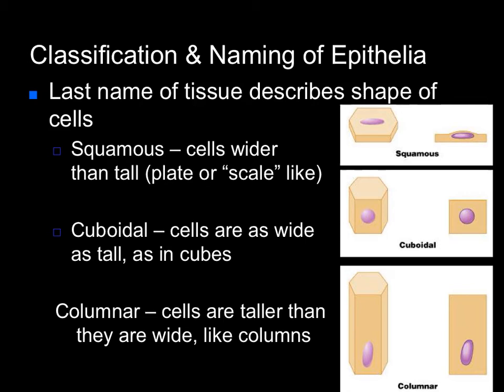Next, we have cuboidal. While it's not a perfect cube, it's more square, and sometimes they're a little bit more round. So it almost looks like a roundish cube. And then we have columnar, which are long and thin. Sometimes it can be a little bit pointed at the end, but basically what I want you to know from this is that they are longer than the cuboidal and the squamous.